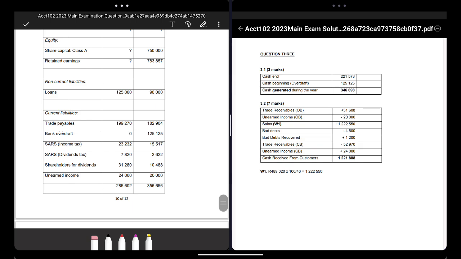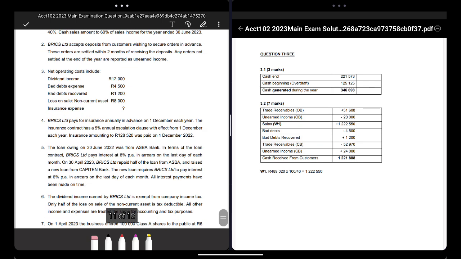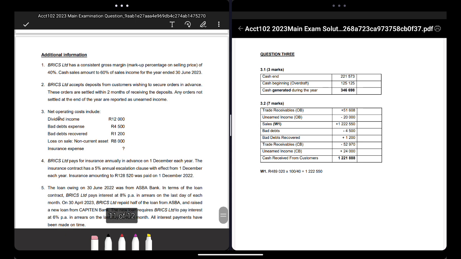Then the next thing you see is your bad debts, right? Bad debts, let's see, they tell us over here. Net operating cost is the same as operating expenses.